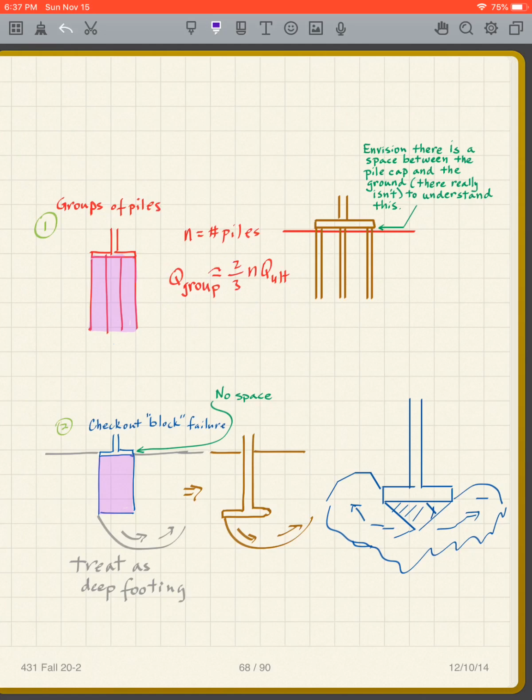Or what can happen is that this whole thing can act as a block. And so I look at this block here, and I'm worried about a block failure. In other words, I'm looking for a bearing capacity failure of the block. So you take this, envision this solid concrete, for instance, and that block of concrete will fail like we normally expect it to fail. And we sort of treat it as a deep footing. So in a sense, we analyze this as a big, deep footing.